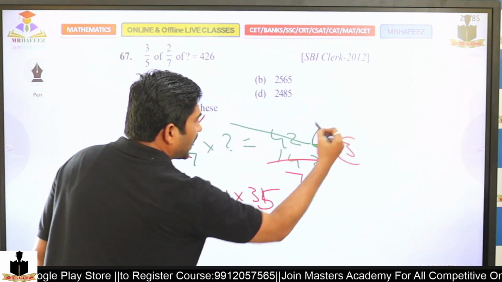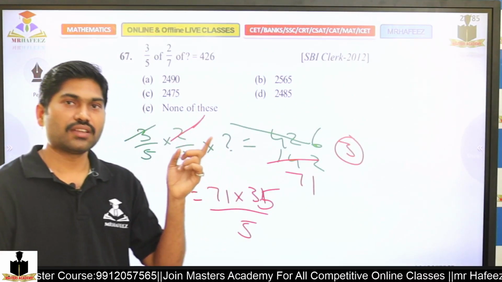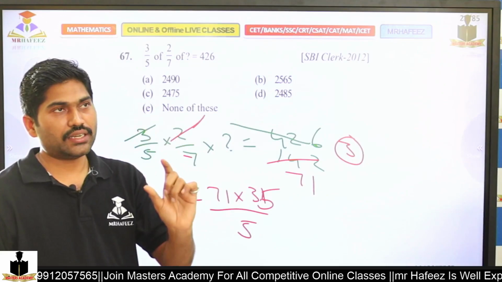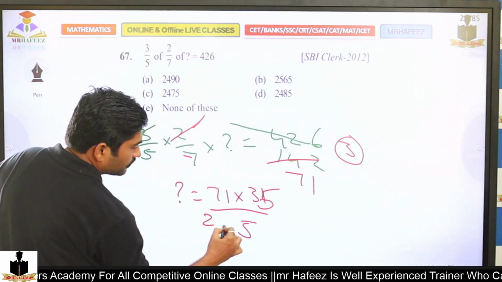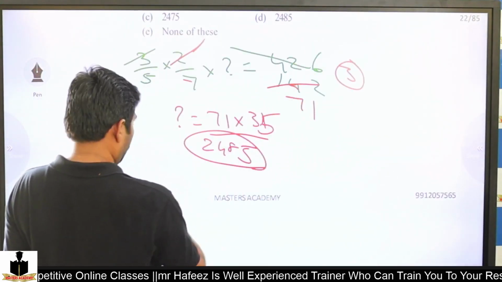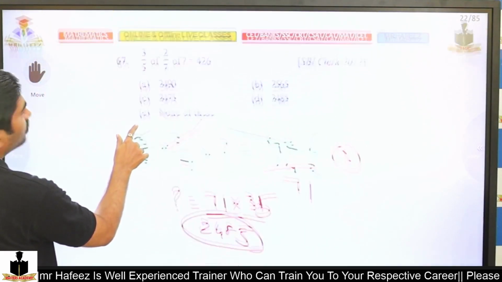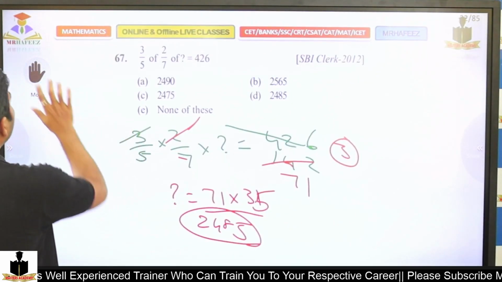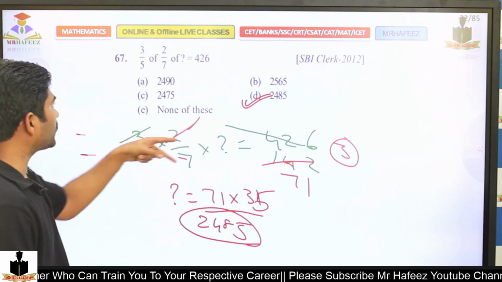So 3 is a carry value. 35 7 times. 7 5 is 35, 7 3 times 21. So 220 plus 35, 245. 245 plus 3 is 248. So answer is 248. 248. Moving to the next question.